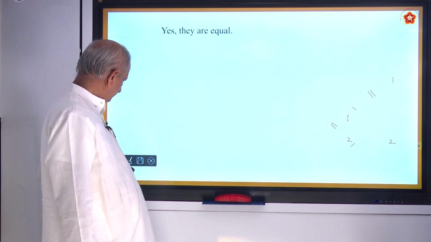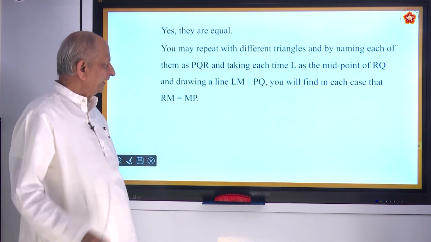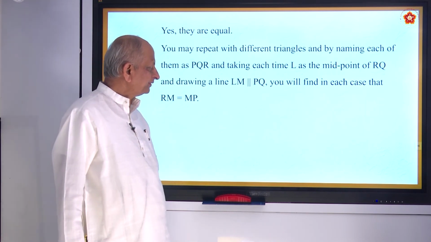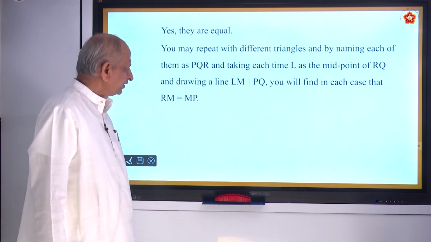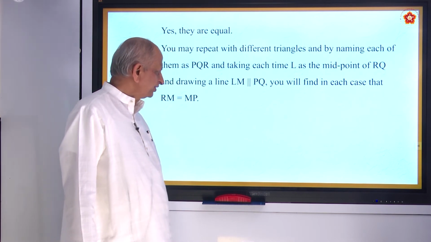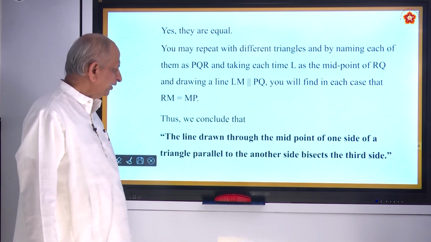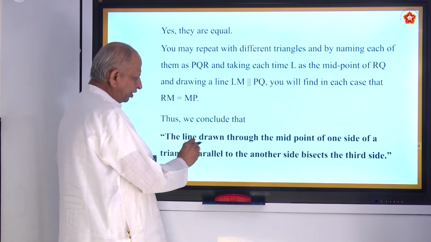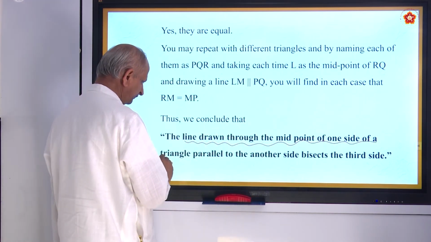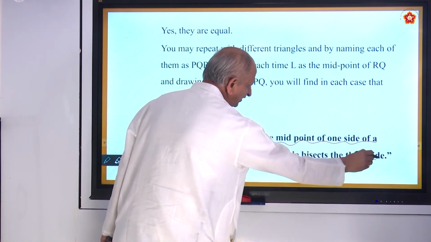Yes, they are equal. So, that is the result you got. You may repeat with different triangles and by naming each of them PQR, taking each time L as a midpoint of RQ, drawing a line LM parallel to PQ, you will find in each case RM is equal to MP. So, we conclude that the line drawn through the midpoint of one side of a triangle parallel to another side bisects the third side.